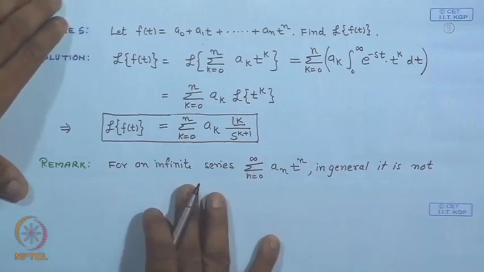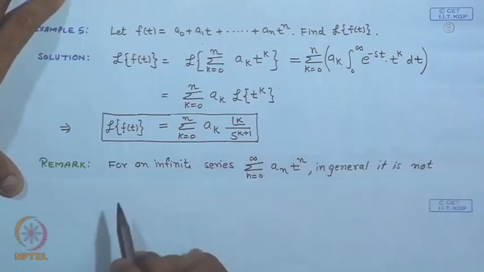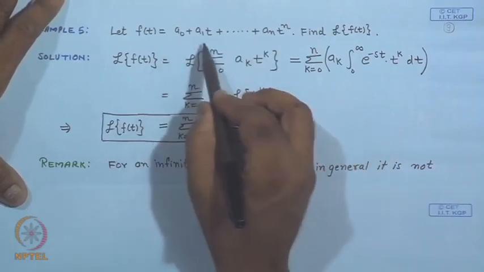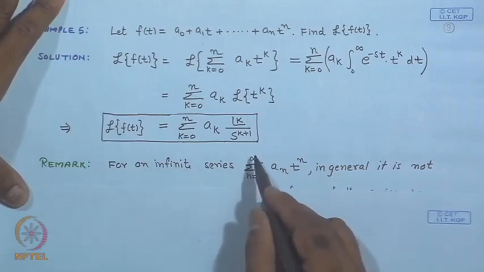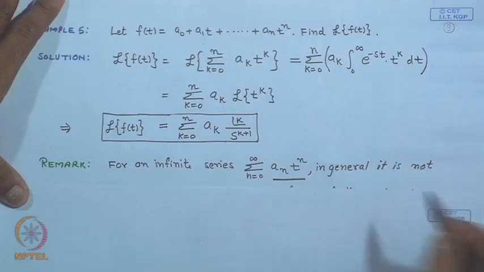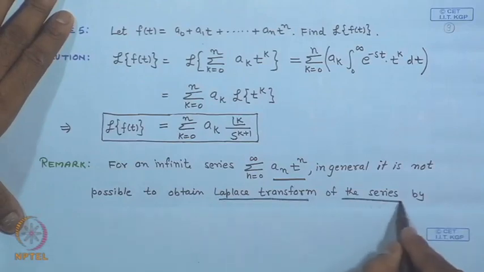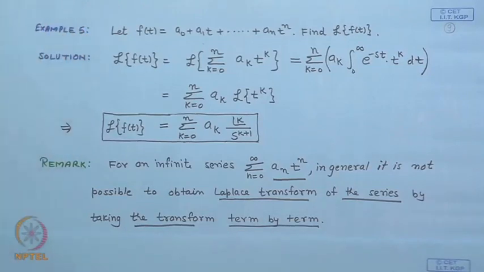One remark about the series of functions. This was a finite series, the sum of n terms. But if we take the infinite series, sum n = 0 to infinity a_n t^n, then in general it is not possible to obtain the Laplace transform of the series by taking the transform term by term. If we have finitely many terms, then we can apply the Laplace transform term by term to this sum.